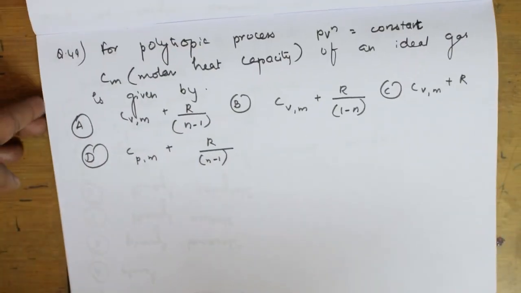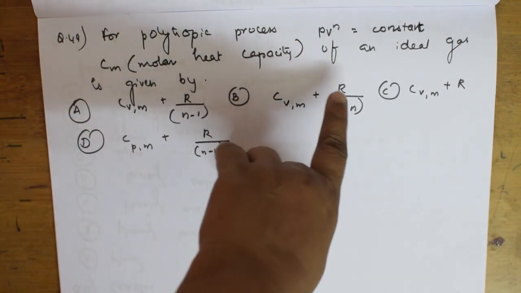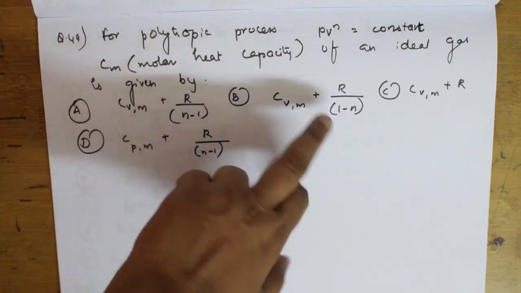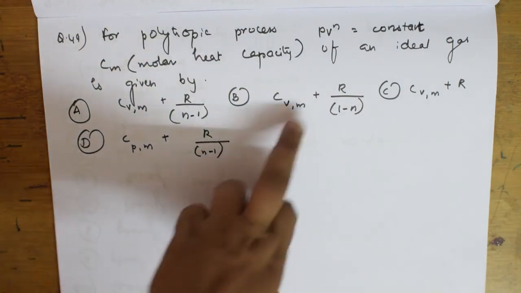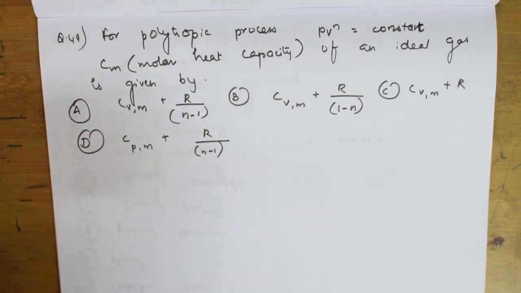So next question. Here basically a thermodynamic question is given. It's a direct question, nothing to derive. For a polytropic process, PV^n is constant. So Cm, the molar heat capacity of an ideal gas, is given by... Basically it's a direct formula. So this is the correct formula. I'm directly taking it because there is nothing to derive. Remember the formula directly, right?